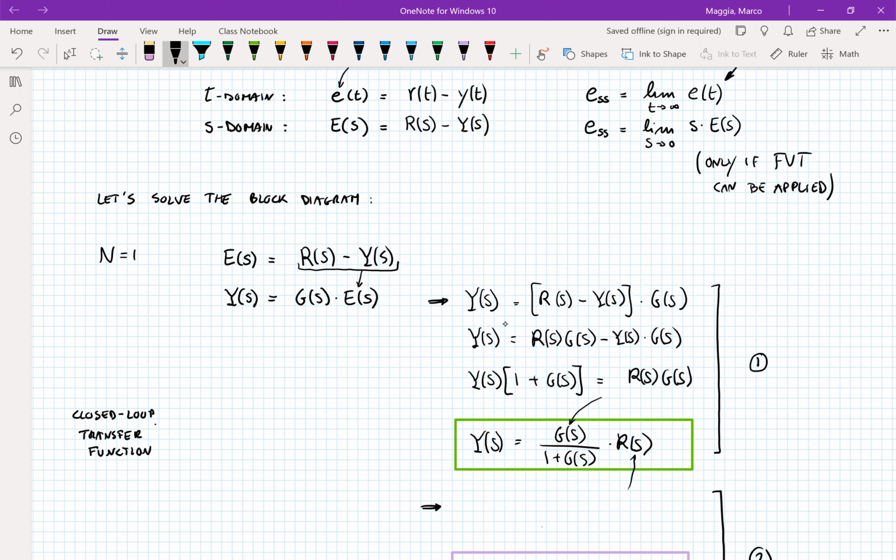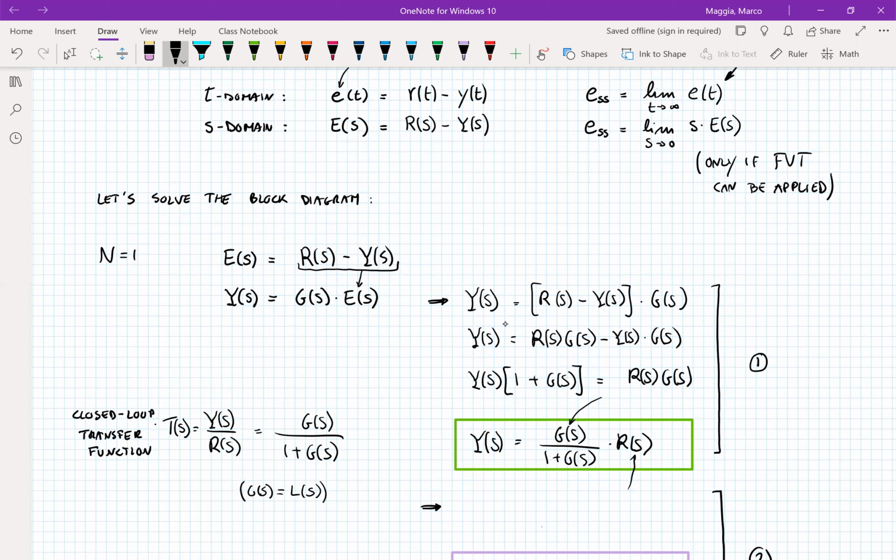Of course, if we want to take the ratio between Y and R, that is the output over the input, well, that is what we saw and we call T of S, the closed loop transfer function. And that is G over 1 plus G. If you go back to the notes from lecture 3, you'll see that in this case, since GC and GA are equal to 0, G is equal to L, and everything matches.